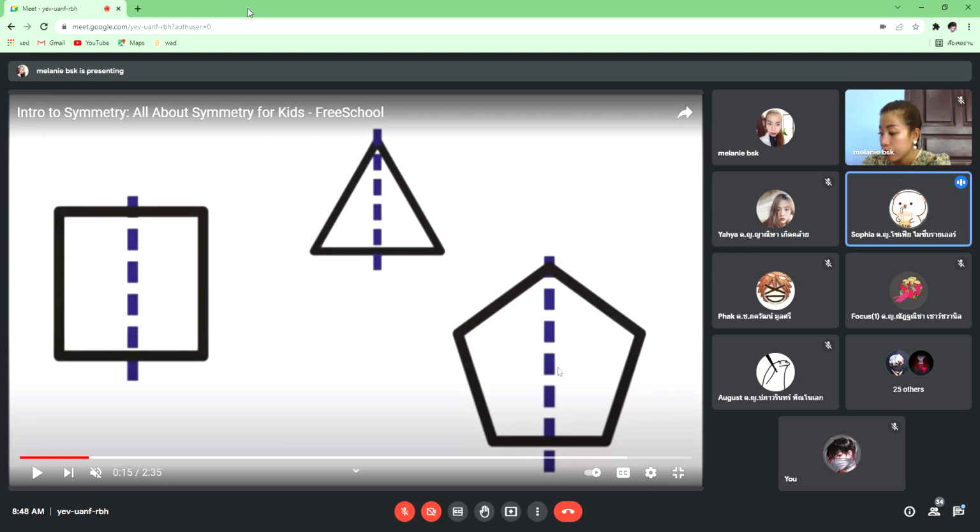One. Okay. So can you please give me some shapes or objects that, if you fold them, we can form a symmetrical shape?